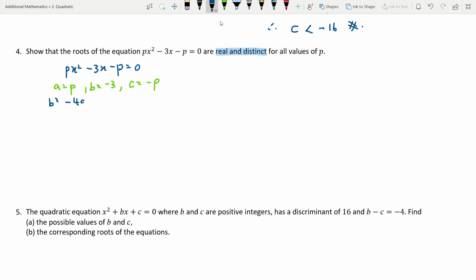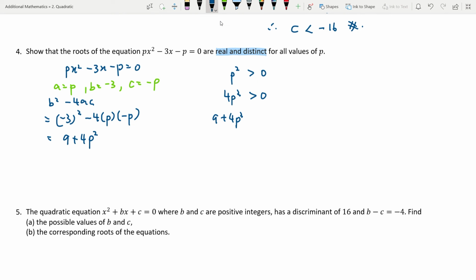b squared minus 4ac is equal to negative 3 squared minus 4 times p times negative p, which is equal to 9 plus 4p squared. p squared is always greater than 0. Any value squared is always greater than 0. Therefore, 4p squared will also always be greater than 0. 9 plus 4p squared will also be greater than 0 because 9 is a positive value.